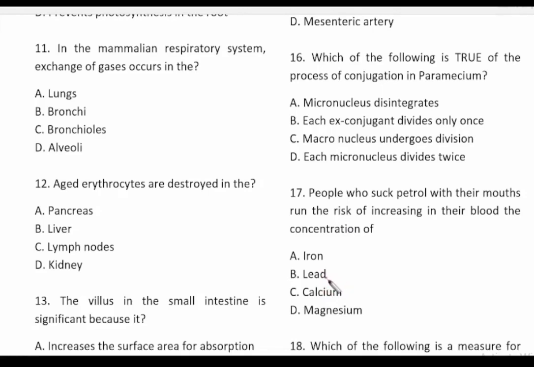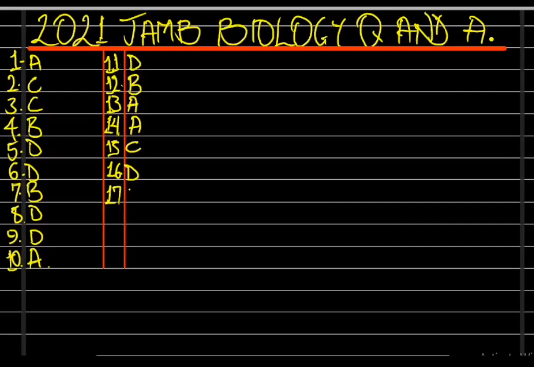So when people suck the petrol with their mouth, some amount of this lead gets into their system, and so they are exposing themselves to lead poisoning. That is what question 17 is talking about. So in their blood there is going to be an increasing concentration of lead. So that is option B.